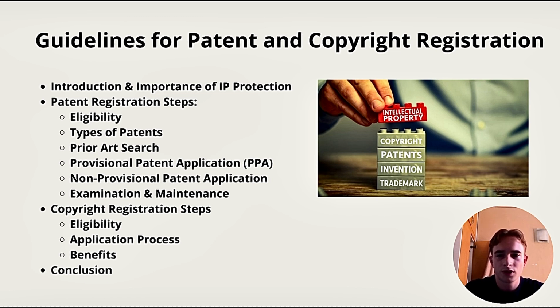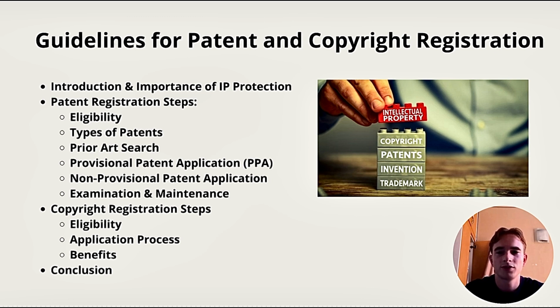So, let's start with patents. Patents give you exclusive rights to your invention for 20 years. Let's take a look at the steps. So first of all, eligibility. Your invention must be new, useful, and not obvious to someone skilled in that field. It should not have been disclosed publicly before applying.